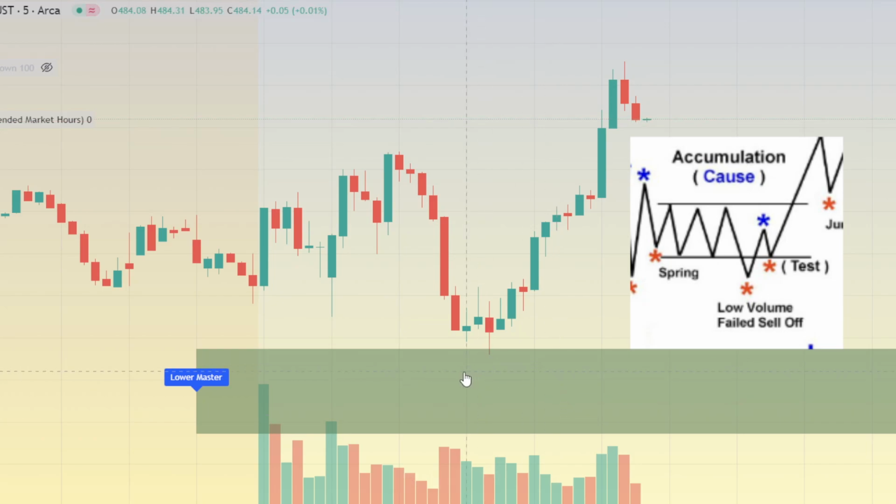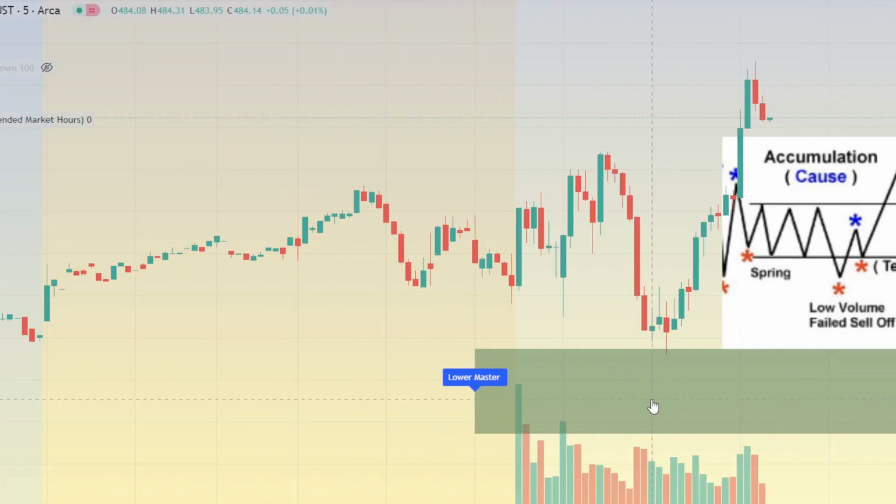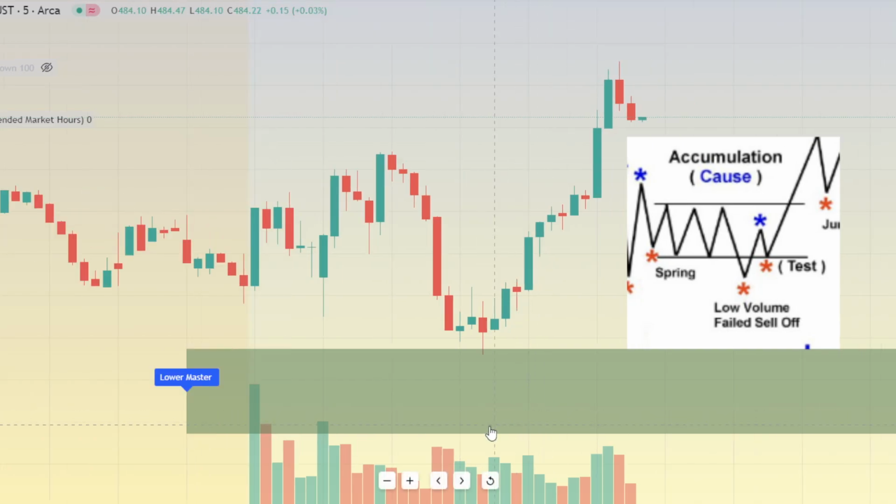So this is an indicator that I created. It's basically a support zone, and this lower master comes from the low of day yesterday, and it creates a level based on average true range. And so it lined up with this low volume failed sell-off setup that comes from Wyckoff, like I talked about, perfectly. Almost to the cent. There's only a few cents difference. Touched it, bounced immediately, created the low volume failed sell-off. Boom, massive move to the upside.